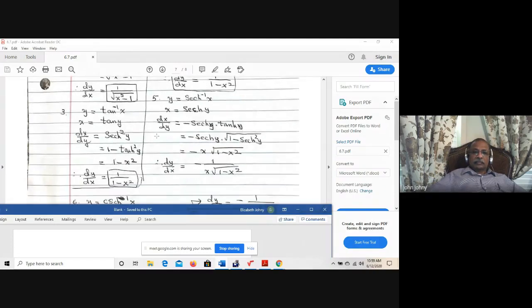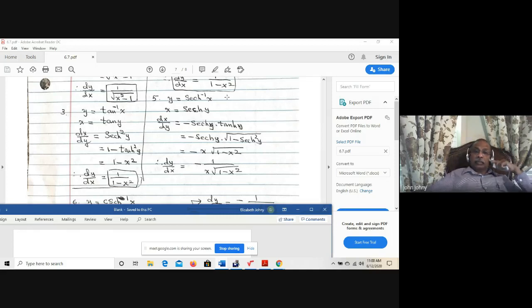So that is 1 minus tanh squared y. That's 1 minus x squared. dy over dx is 1 over 1 minus x squared. It is tanh inverse, not tan inverse. You know, the derivative of tan inverse x is 1 over 1 plus x squared. I'm sorry about this. It is tanh inverse x.